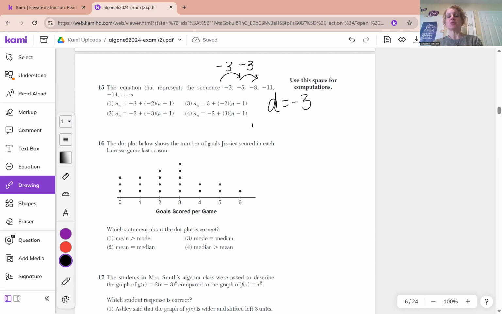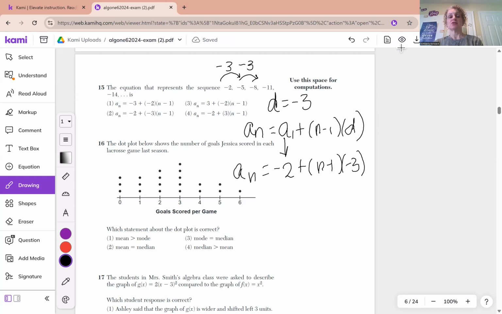Therefore, I know it's an arithmetic sequence, which is on the formula sheet for the Regents: A1 plus n minus 1 times D. My A1 stands for my initial term, which is -2. My D is -3. I think on the reference table, they put the D before the n minus 1. And so choice 1 and 3 are out because of the -2 starting, and then the common difference is -3. So that is choice 2.